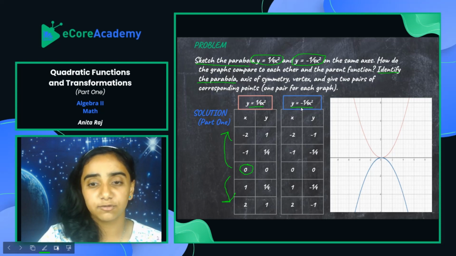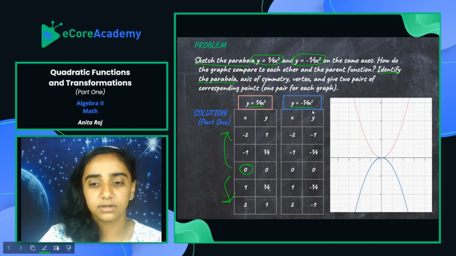4 times negative 1/4 is negative 1. Remember, there's a negative sign here. Then we have negative 1. Negative 1 squared would be 1, and 1 times negative 1/4 is negative 1/4. Then we have 0. 0 squared is 0. 0 times a negative 1/4 is just 0.